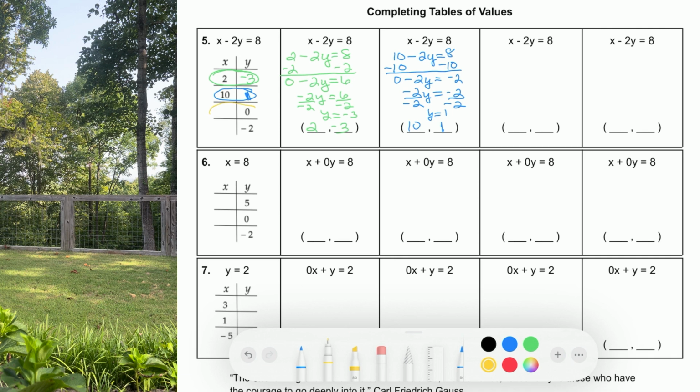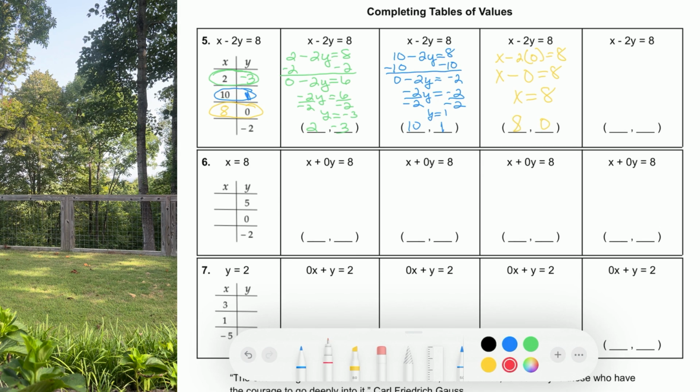Our next grouping is this one. We know our y this time instead of our x. So let's plug that in. We have x minus 2 times 0 equals 8. X minus 2 times 0 is 0, and that's 8. So x actually equals 8. So I'm going to put my 8 here, and the 0 was my y.